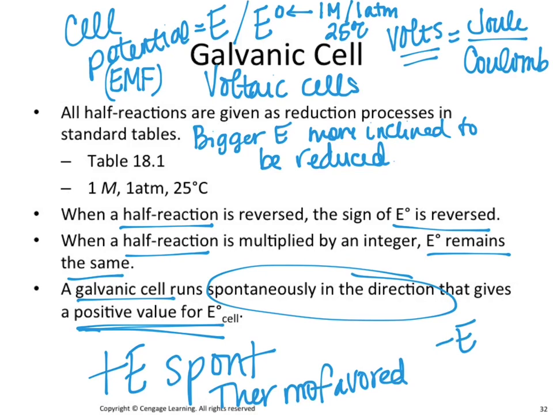Negative E is non-spontaneous. So when you go to the grocery store or Walmart and you buy a battery, you get a 9-volt battery. It's not a negative 9-volt battery, okay? So if it's a negative, then that means we have to have an outside electrical something to get it going. It needs an outside source.